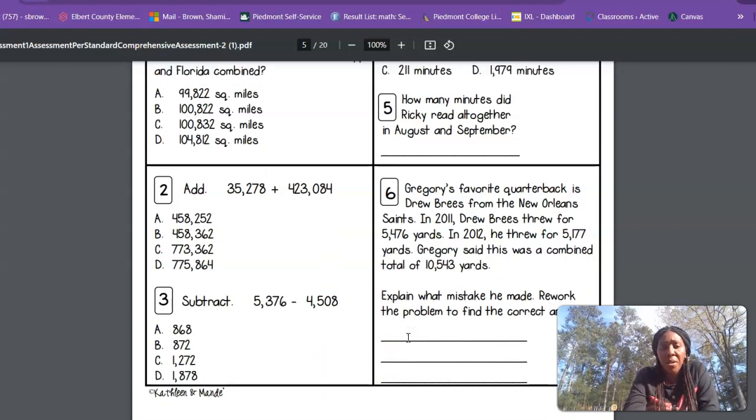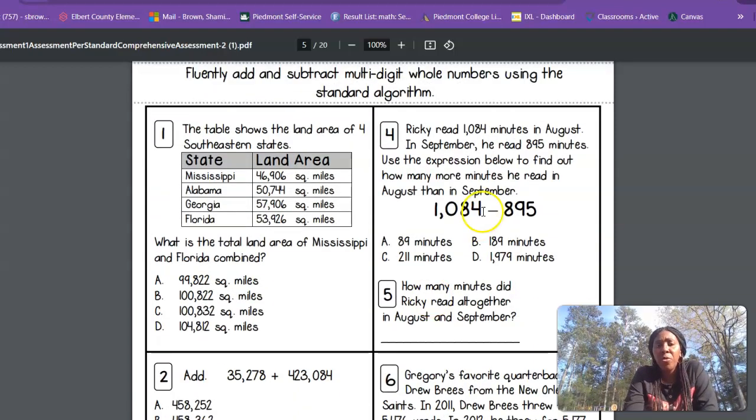Number 4 says Ricky read 1,084 minutes in August. In September, he read 895 minutes. Use the expression below to find out how many more minutes he read in August than in September. So to find the difference, you're subtracting. So that's what they did. They have it set up for you, but you have to stack it up so you can do that correctly.